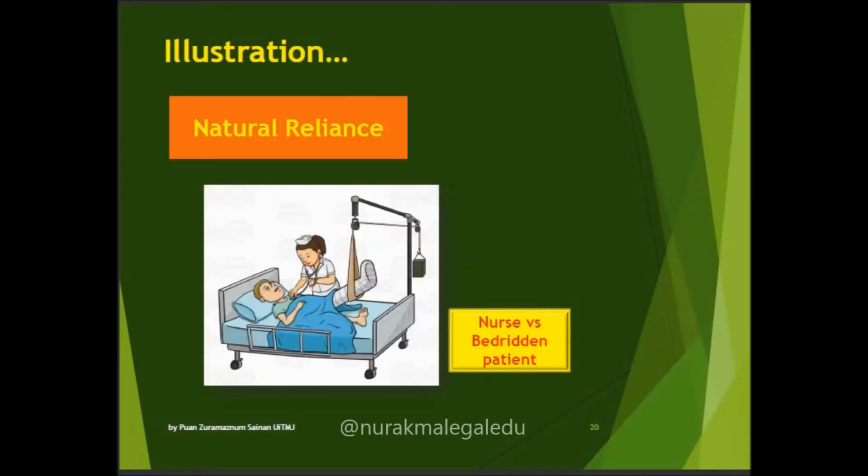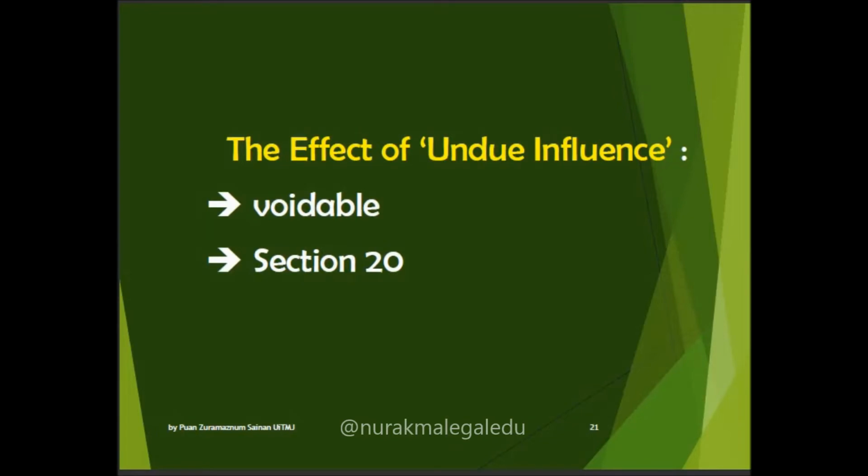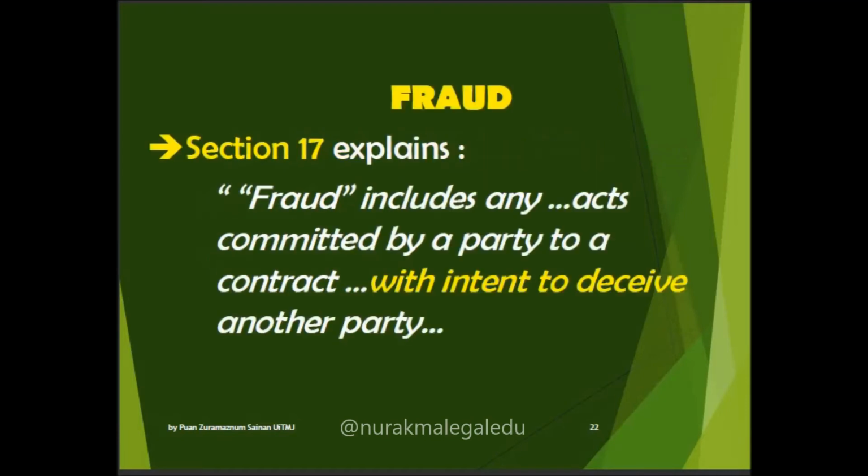Because of this, you will have the natural reliance. You see here between the nurse and also the patient. The effect of undue influence is voidable. Remember this. Don't confuse, okay? The effect is voidable, which is at the option of one party, the contract can be terminated or can be continued. Section 20. Okay, you can refer to section 20. When consent to an agreement is caused by undue influence, the agreement is a contract voidable, okay?